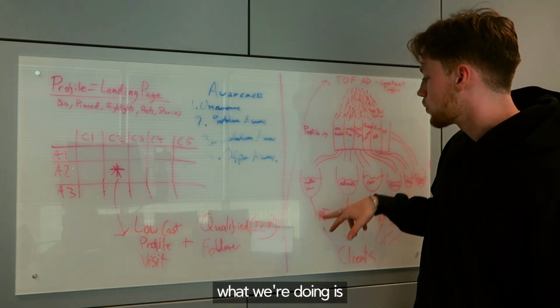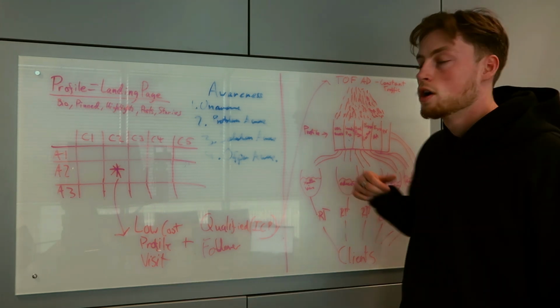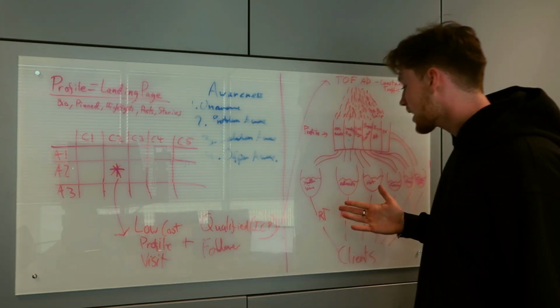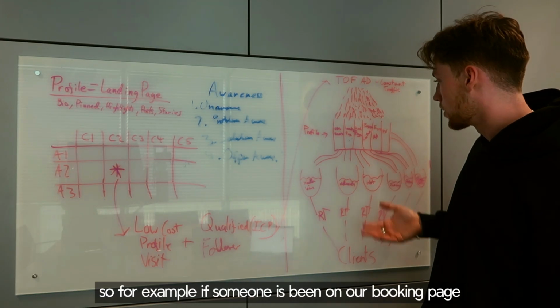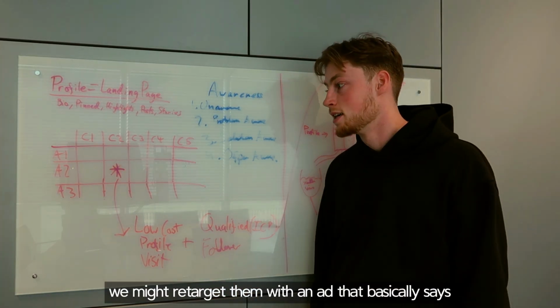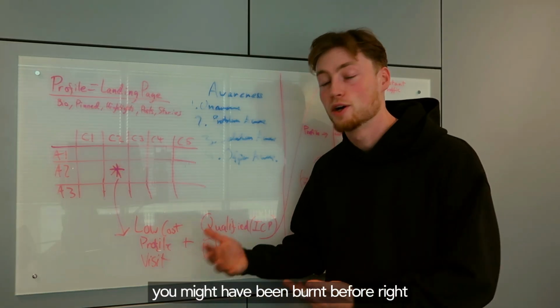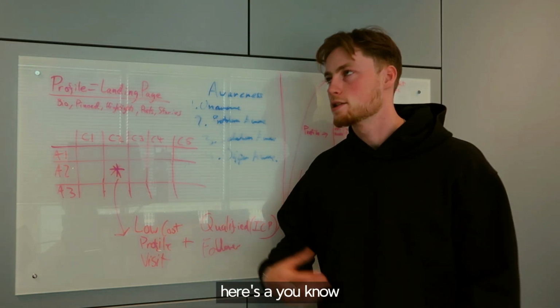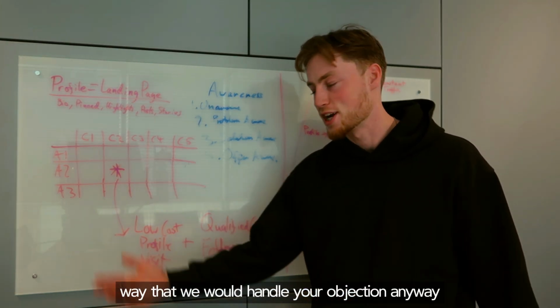Basically what we're doing is we're then retargeting these different buckets with ads that are catered to their specific situation. So for example, if someone has been on our booking page, we might retarget them with an ad that basically says, listen, you might be on the fence, you might have been burned before, right? Here's why we do it different. Here's a way that we would handle your objection anyway.